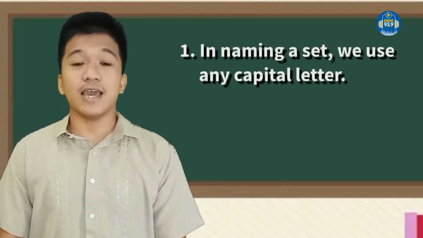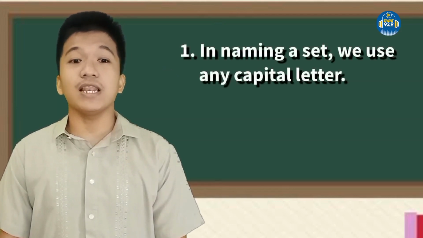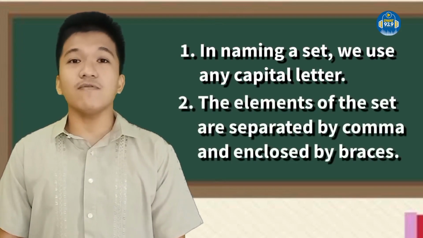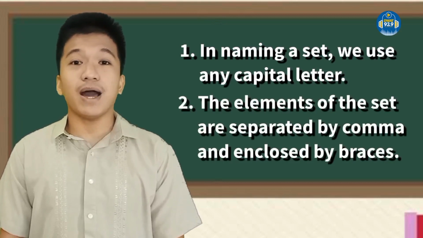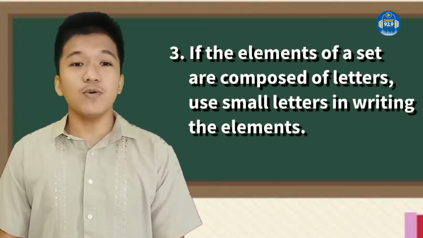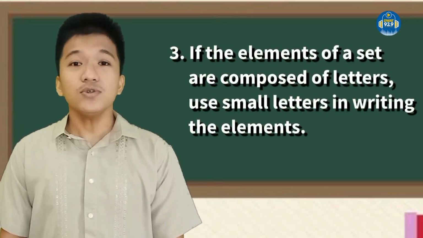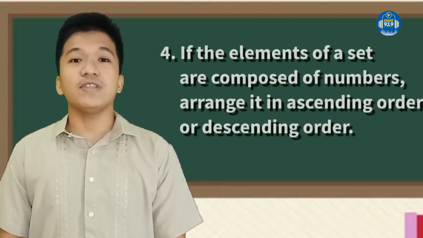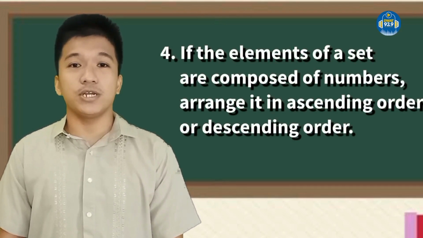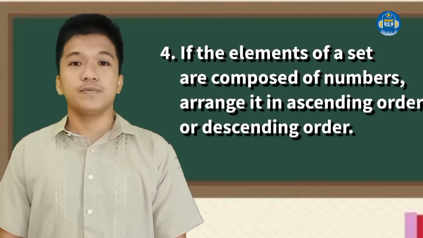Remember, in naming a set, we use any capital letter. Take note also that the elements of the set are separated by comma and enclosed by braces. If the elements of a set are composed of letters, use small letters in writing the elements. If the elements of a set are composed of numbers, arrange it in ascending order or descending order.